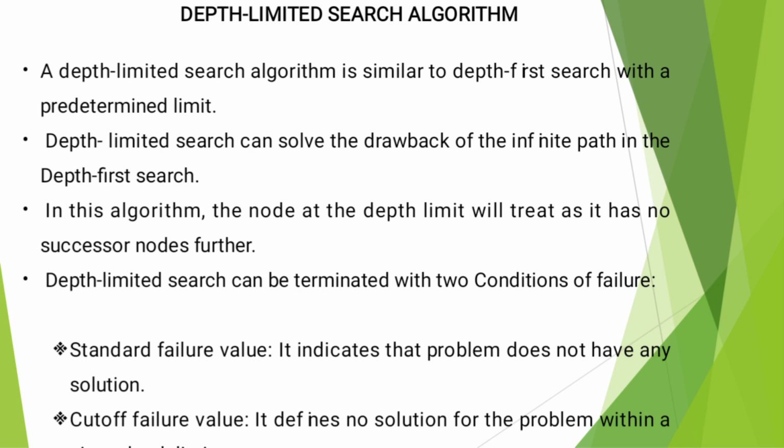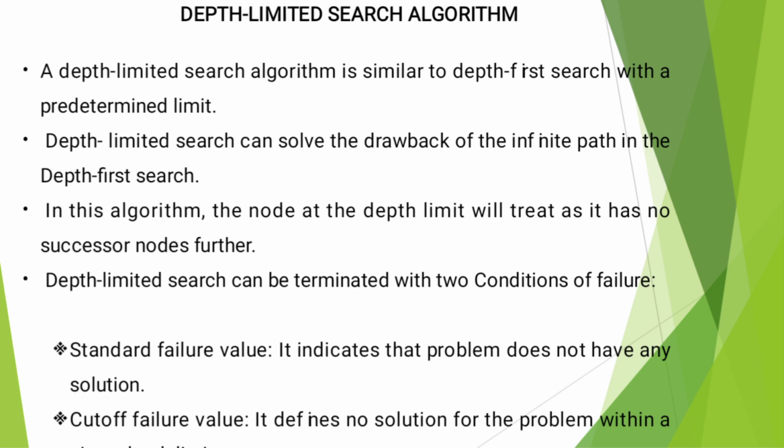The next one is the depth limited search algorithm. A depth limited search algorithm is similar to depth first search with a predetermined limit. Depth limited search can solve the drawback of the infinite path in depth first search. In this algorithm, the node at the depth limit is treated as if it has no successor nodes further.